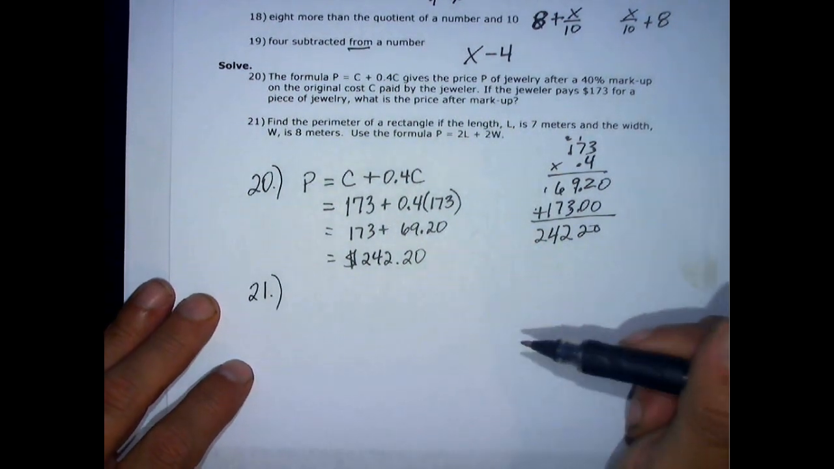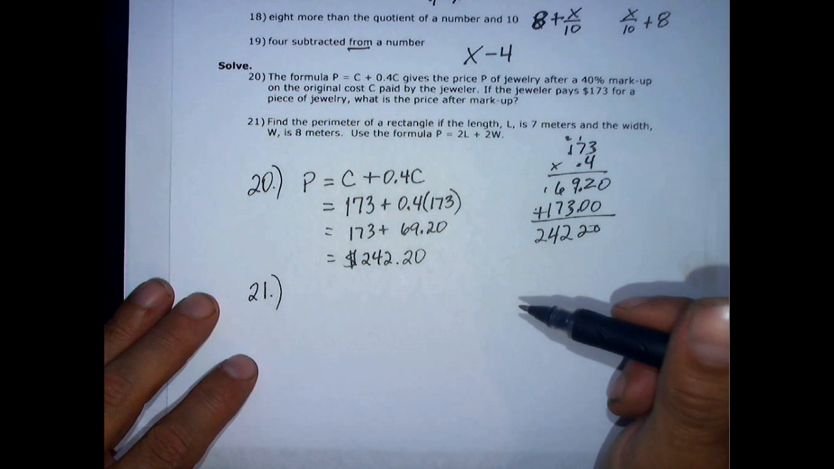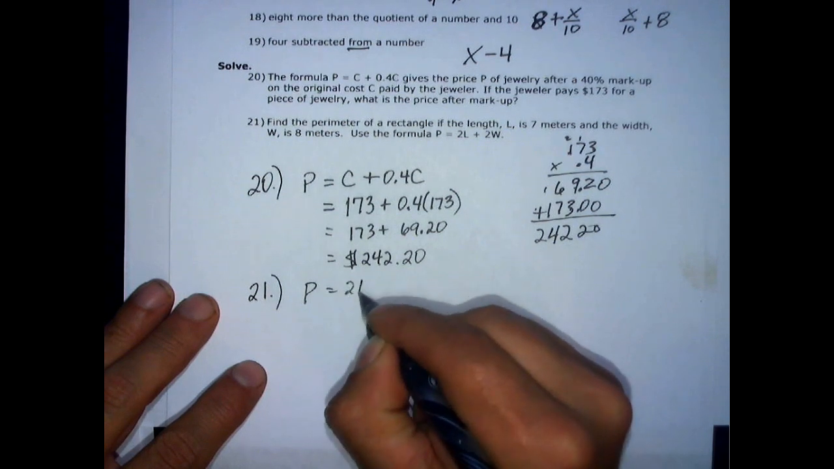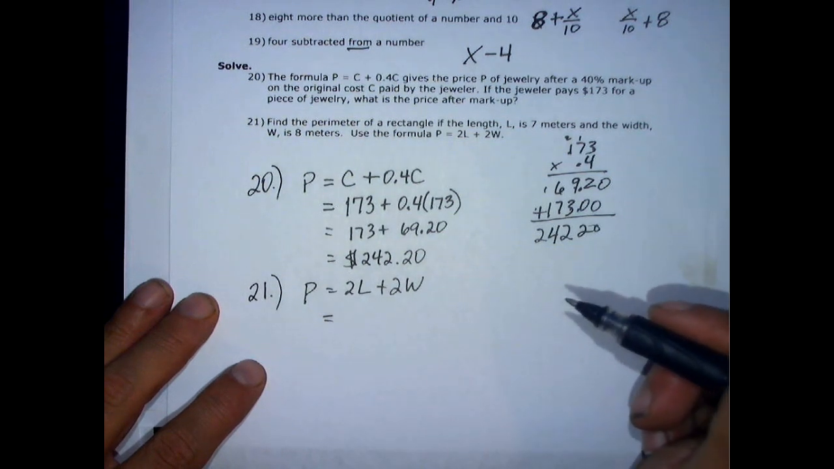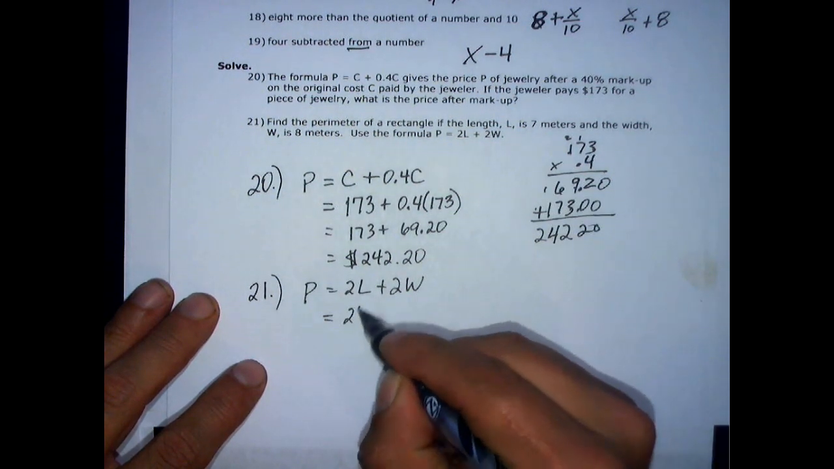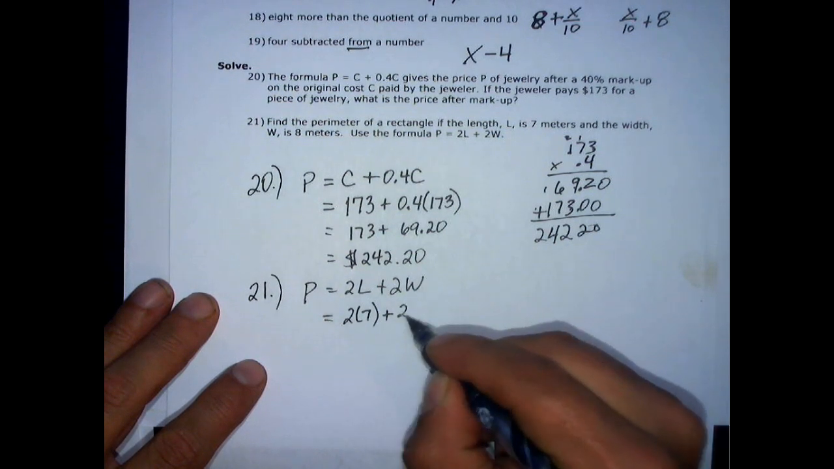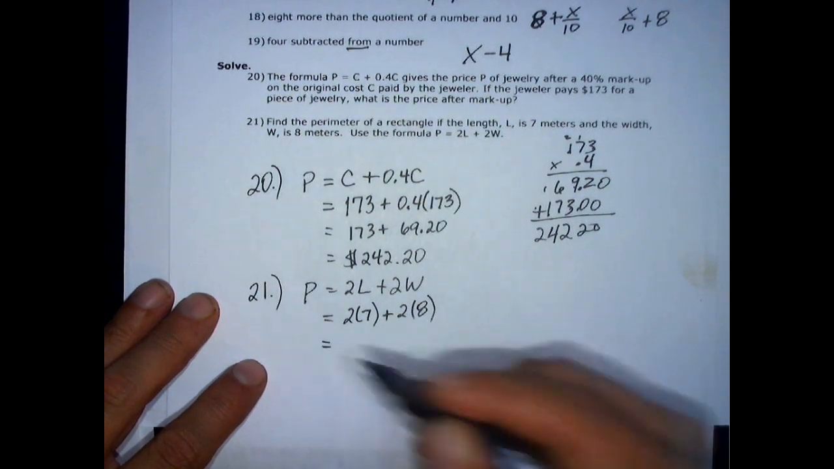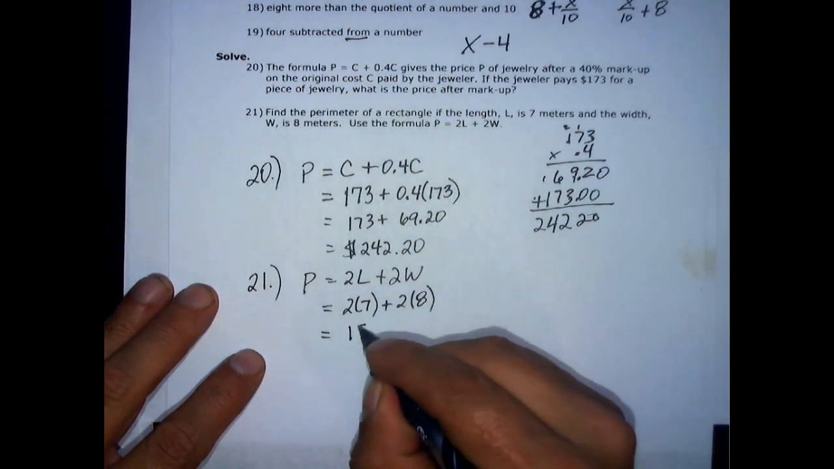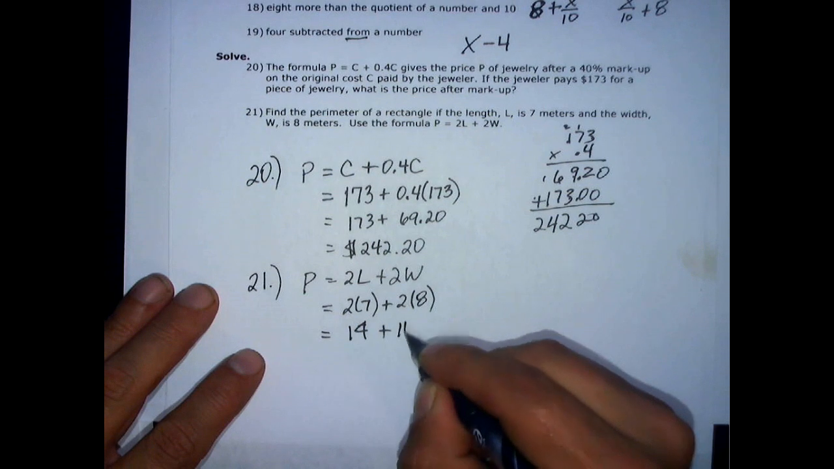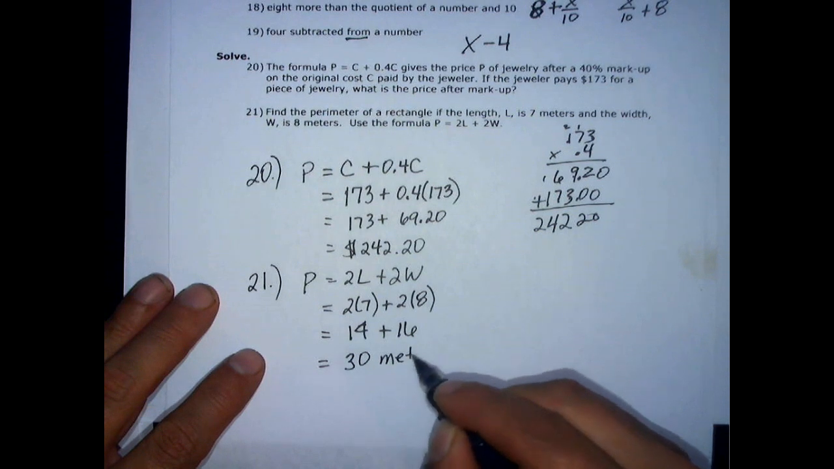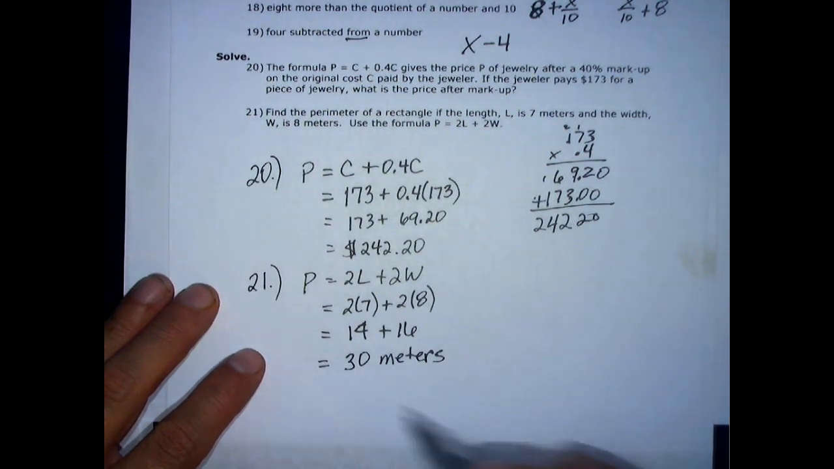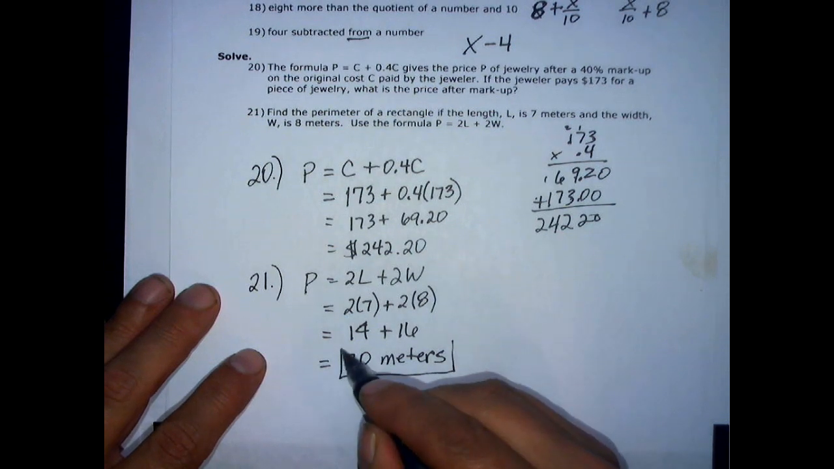21. Find the perimeter of the rectangle if the length is 7 meters and the width is 8 meters. Use the formula P equals 2L plus 2W. Okay, so the length is 7 meters, so we'll have 2 times 7, plus the width, which is 8 meters, which is 2 times 8. And 2 times 7 is 14, plus 2 times 8, which is 16. We add those two, and we get 30 meters. I always remember when we asked a problem involving units, we need to answer with the units. So the answer for number 21 is 30 meters.